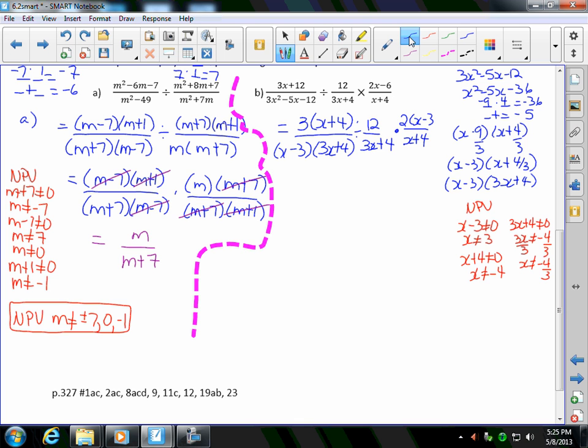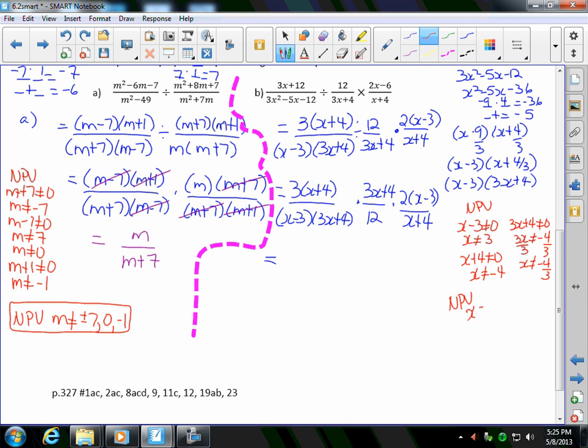So now I can do my flip for that second one. 3 times x plus 4 divided by x minus 3 times 3x plus 4 times 3x plus 4 over 12. And then times 2 times x minus 3 over x plus 4. So at my flip here, I haven't added any other restriction because this 12 is a constant, so it's not going to change anything for me. So I'll finish my restrictions. So my restrictions are x is not equal to negative 4/3, negative 4, or 3.